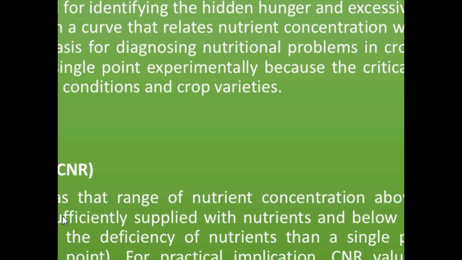Critical nutrient concentration range. This CNR is defined as the range of nutrient concentration above which we are reasonably confident the crop is sufficiently supplied with nutrient, and below which it is deficient. This is more useful for determining the sufficiency of nutrients than a single point, that is, the critical nutrient concentration point. For practical implication, CNR values must previously be established at various growth stages during the season of the growing crop plants.